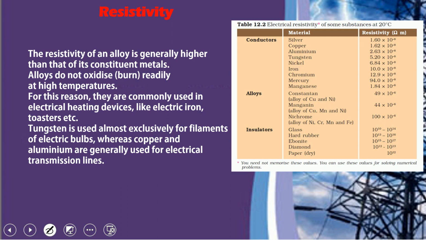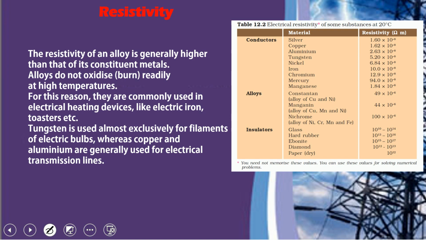But silver cannot be used. Why? Because it is very costly. That's why we normally use copper. Now the aluminum we are talking about is 2.63 into 10 raised to minus 8. It is less than silver, but more than copper. To carry the current over a long distance, that is in high tension wire, normally we use aluminum.